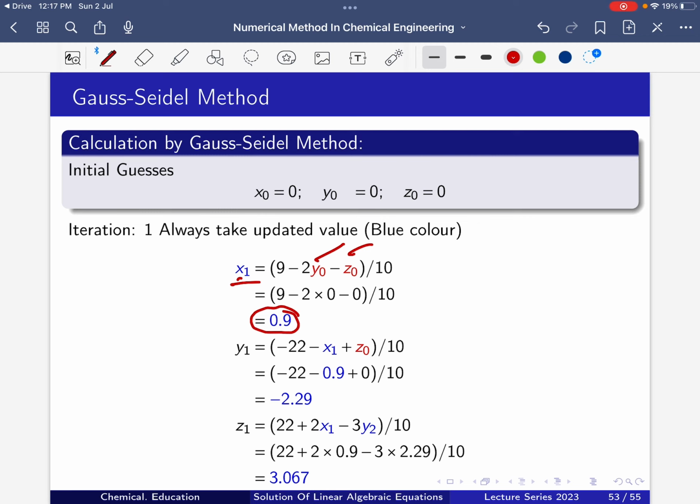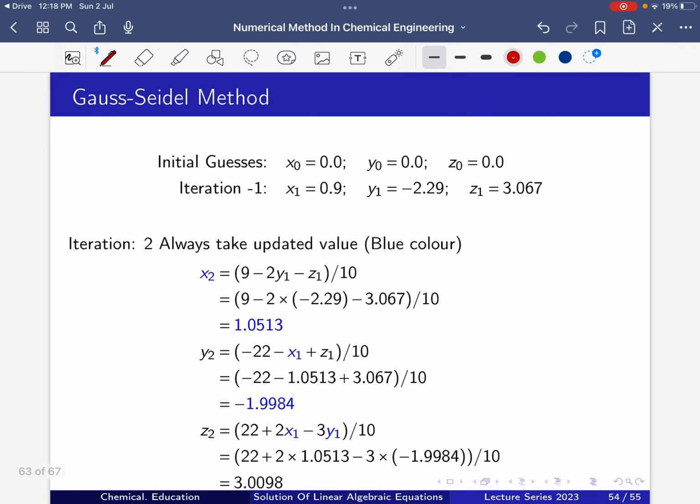Now when calculating the next variable y1, we should use the updated value of x. So we put in the x1 value, and for z0 we don't have an updated value, so we put 0. After plugging in x1 and 0, we get y1 equal to minus 2.29. Now for calculating z1, again we plug in the updated values, x1 and y1. Then we calculate z1 and get 3.067, which means we are getting faster convergence. Obviously we have to check that. So this is after the first iteration.